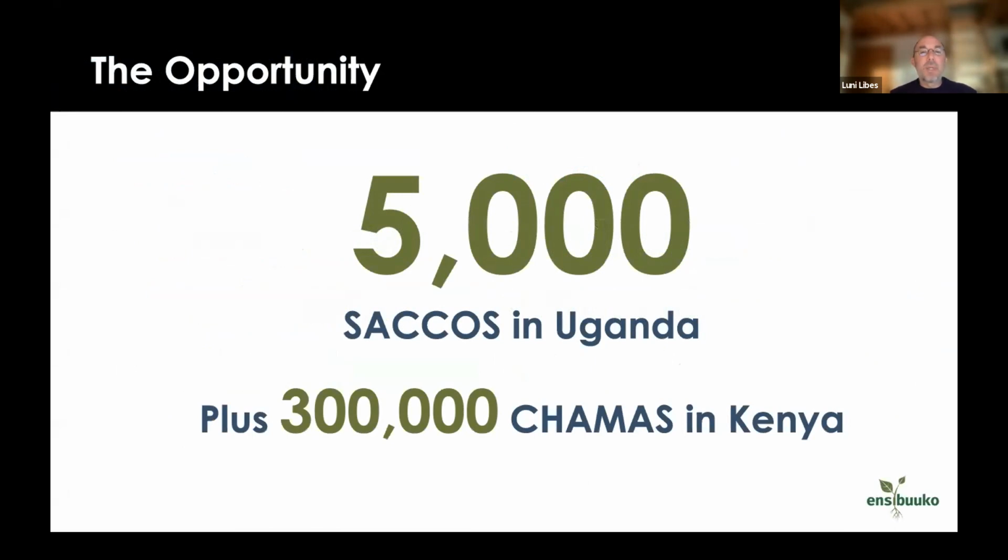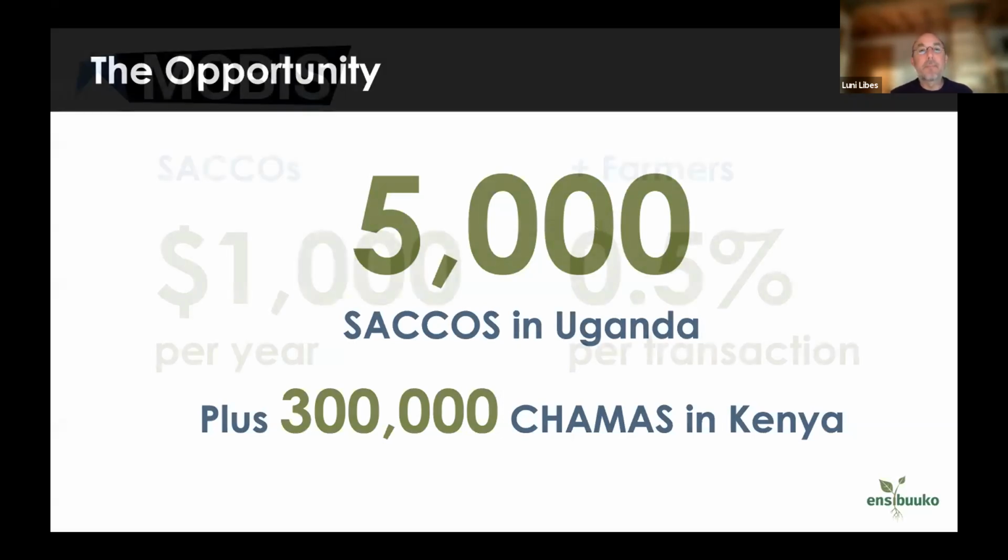So in terms of opportunity size, there are 5,000 SACCOs in Uganda. And if that's not big enough, across the border in Kenya, there are 300,000 more. They call them chamas over there. And there are 54 countries in sub-Saharan Africa, and they all have systems like this.